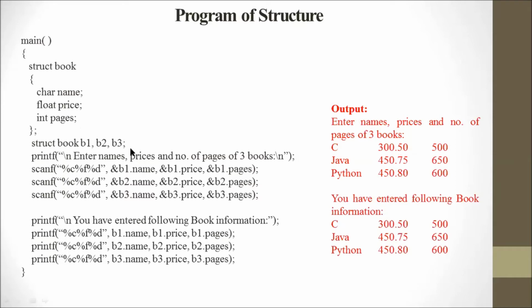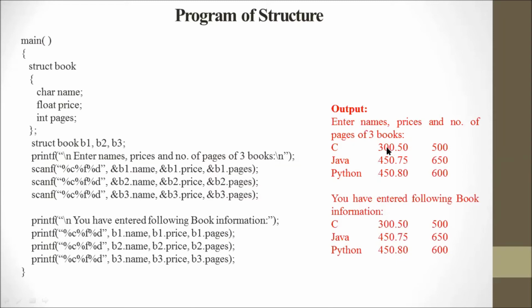So here three variables we use, and here the first print will ask to enter names, price, and number of pages of three books. So these three scanf will scan or store the data in the memory. The first scanf will scan the first book of data.